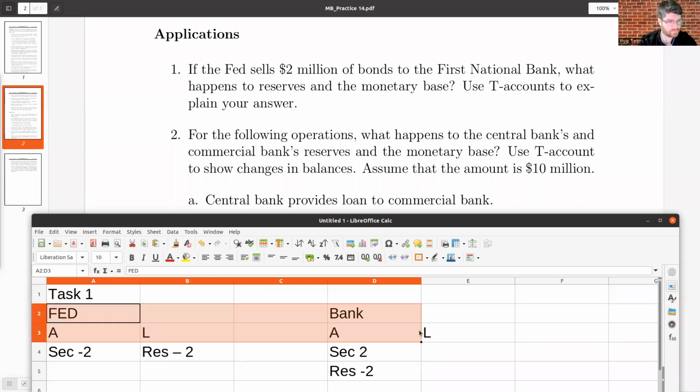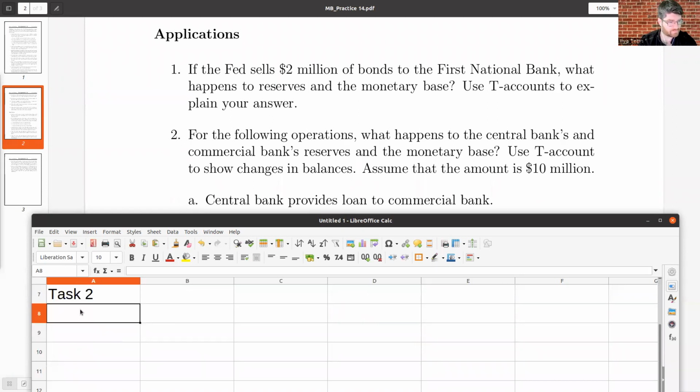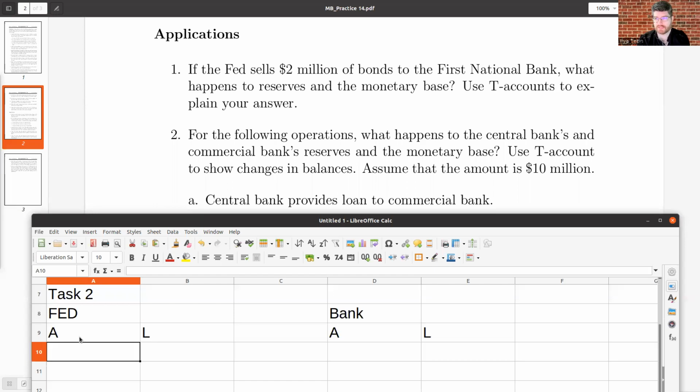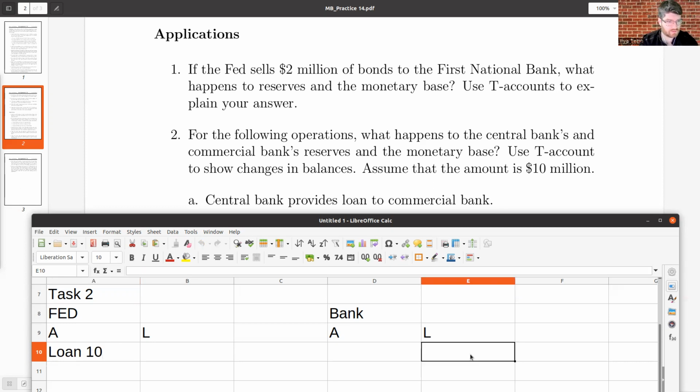Again, we have the Fed and the bank. If the Fed provides a loan to a commercial bank, first of all, is a loan for the Fed an asset or a liability? Loan for the Fed is the asset and it is a liability for the bank. So here we place our loan 10 and here loan 10, so borrowing from a central bank.